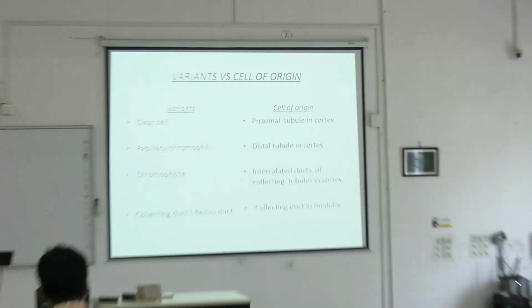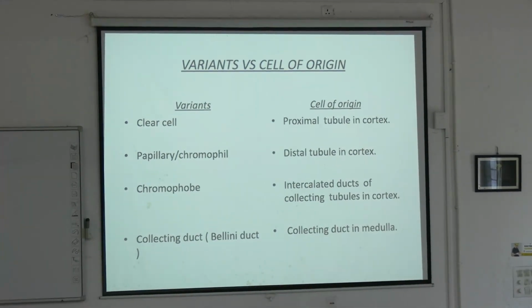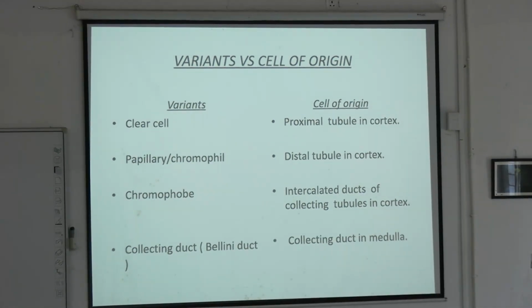So there are 4 variants of clinical significance. The most common is the clear cell variant. Then you get the papillary or the chromophil variant, the chromophobe variant, which has the best prognosis. Chromophil has the worst prognosis. Chromophobe has the best prognosis. Check, am I saying it right? Yes, I'm saying it right, don't worry. Chromophobe has the best prognosis, and then collecting duct of Bellini. That's one more variant. Out of this, which is the most common?